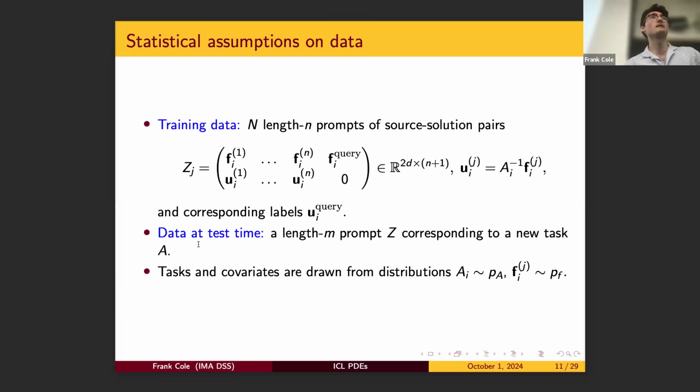Yeah, so the I is indexing the task. It's basically indexing which PDE you're solving. There's basically no index of discretization in this slide. This is all after we've done some Galerkin method or projection onto finite dimensions.